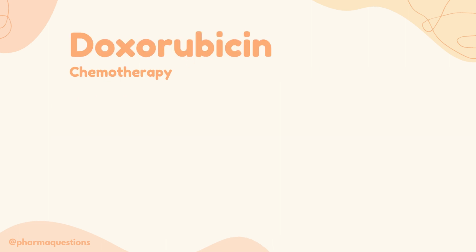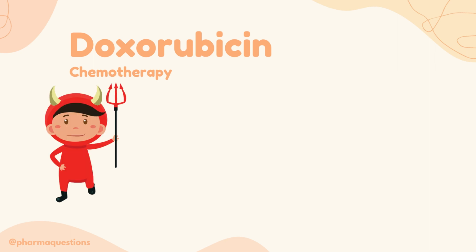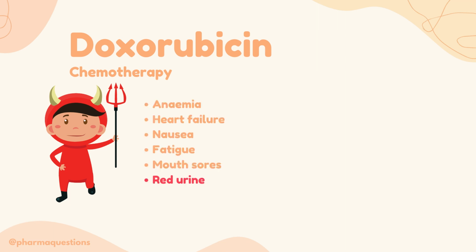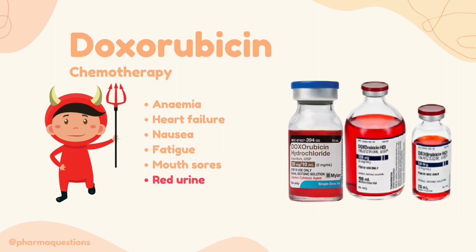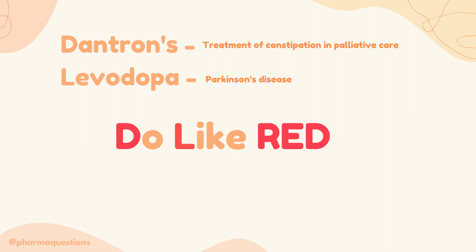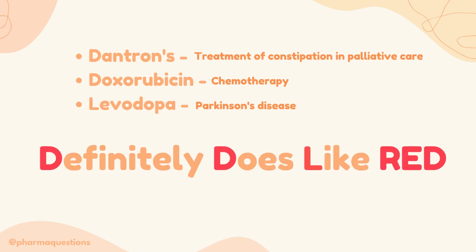Doxorubicin is known as the Red Devil due to the vast amount of side effects it can cause, such as anaemia, heart failure, mouth sores, and of course red urine. The drug itself is a really bright red colour, as you can see from the images. Danthron and levodopa, as mentioned before, can also cause red urine. This can be remembered by the following mnemonic: do like red, D for danthron, and L for levodopa. And here we have another mnemonic which includes doxorubicin too, definitely does like red.